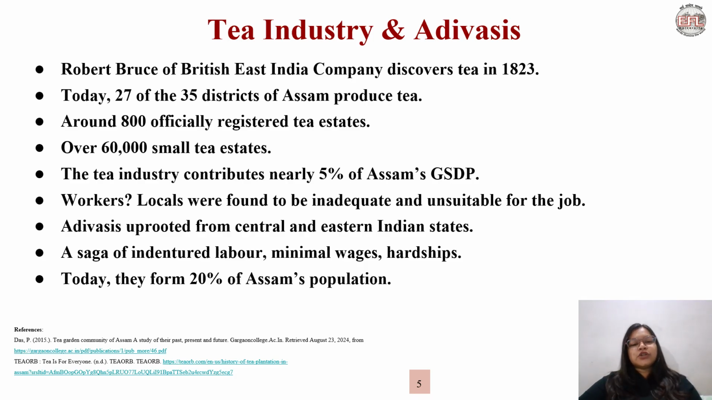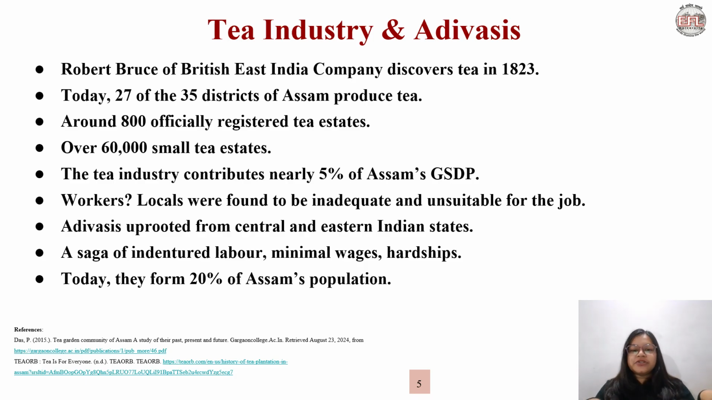And now coming to the workers, because the locals were uninterested in working in the tea industry, the Britishers had to bring in people from other states of India, and these are essentially the Adivasis of Assam. The term Adivasis is used because the community itself does not associate its identity to the term tea tribes. When we say tea tribes, we essentially associate their entire existence with the tea industry, and they opine that tea is not our identity.